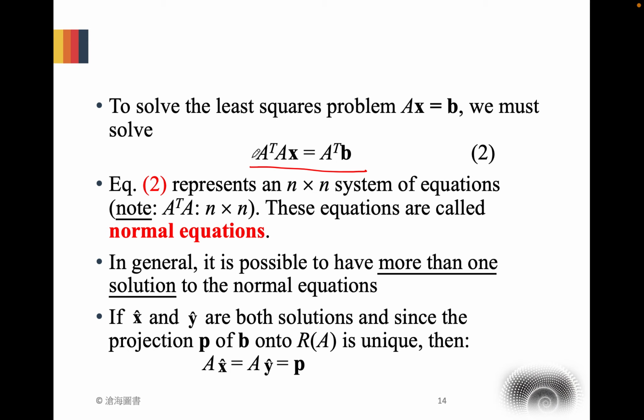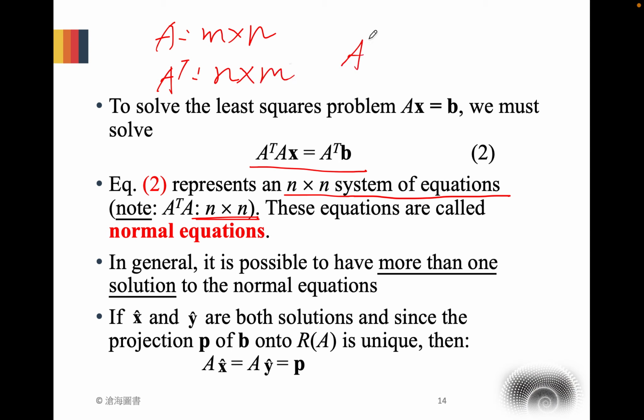Okay? And here, the equation number 2. This equation represents an n by n system of equations, because remember, A transpose A should be n by n. A is an m by n matrix. A transpose should be an n by m matrix, right? So if you multiply A transpose with A, it should be an n by n matrix. So here is an n by n matrix times x should be equal to A transpose b.